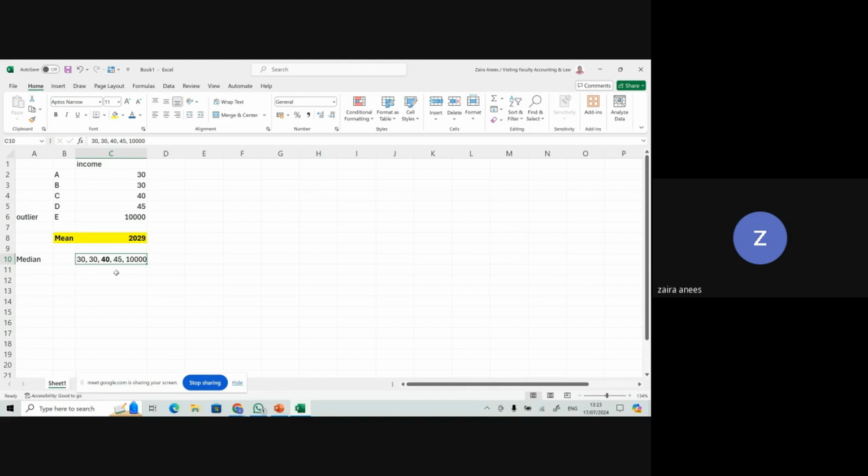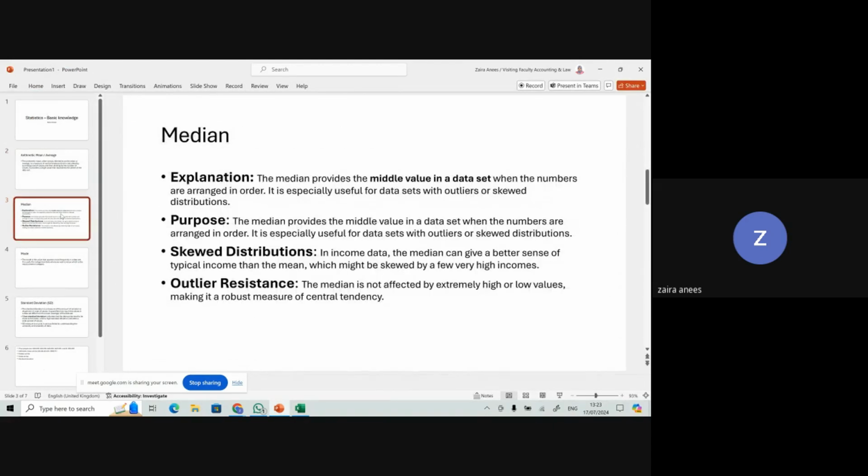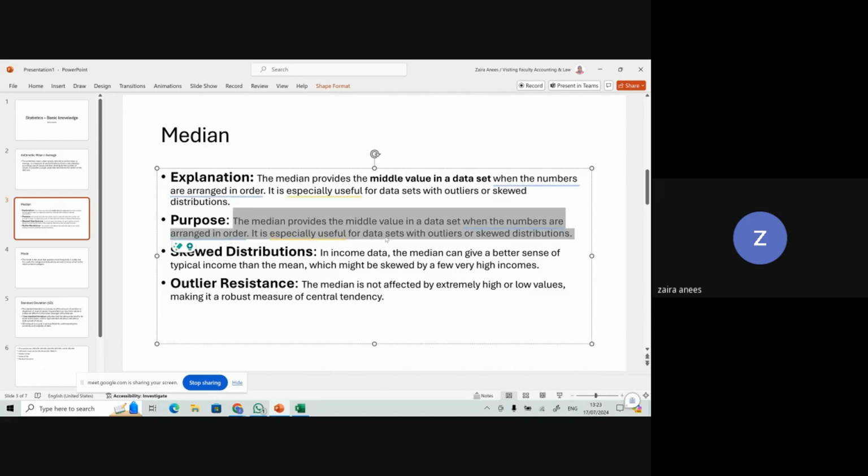But in the absence of any outlier, median and mean value both are reliable, right? So that is the median, right? Its purpose is to provide the middle value, especially useful in a data set with an outlier or skewed distribution, right? So that is basically the fact, and it will not get any effect if there is an outlier.